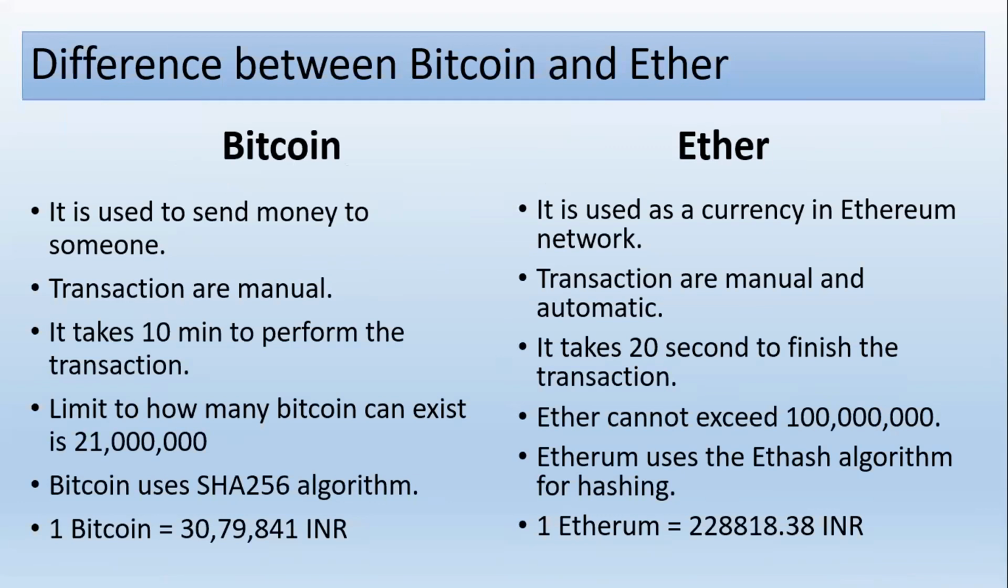Transactions are manual in Bitcoin, whereas transactions are manual and automatic in Ether. For Bitcoin, it takes 10 minutes to perform the transactions, whereas it takes only 20 seconds to finish the transactions in the Ether. Limit to the Bitcoin is 21 million, whereas Ether cannot exceed 100 million. Bitcoin uses SHA-256 algorithm, whereas Ethereum uses Ethash algorithm. One Bitcoin is equal to 30,79,841 Indian rupees, whereas one Ethereum is equal to 2,28,818 Indian rupees.